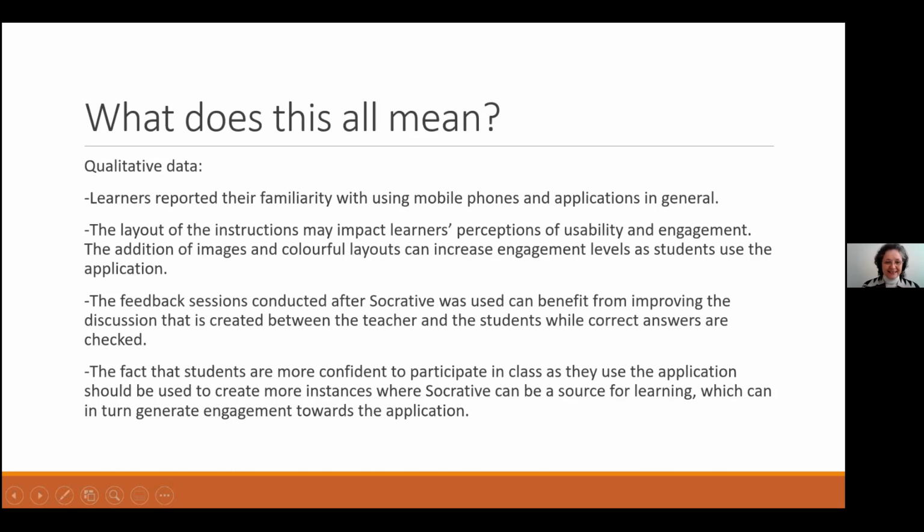And finally, the fact that students are more confident to participate in class as they use the application should be used to create more instances where Socrative can be a source for learning, which can in turn generate engagement towards the application.